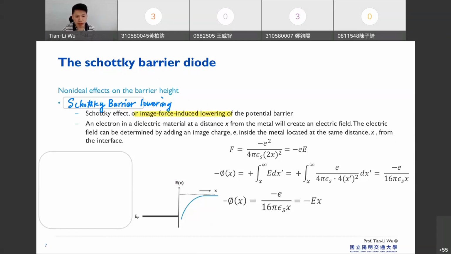So the reason is that if we have an electron in the dielectric material at a certain distance x from the metal, this will create an electric field. That's no problem. From high school physics, we already learned about this. But actually, this electric field can be determined by adding an image charge inside the metal located at the same distance x from the interface.